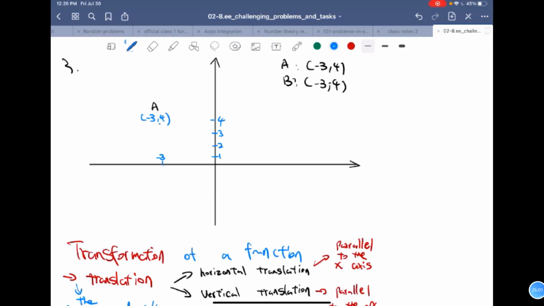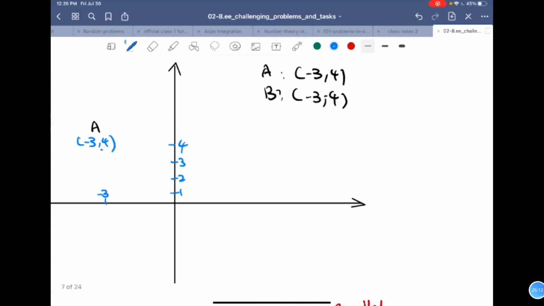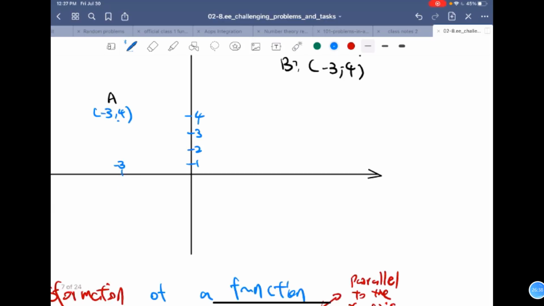Alright, so what about Matthew and Ryan? Do you guys want to try? So in terms of translation, what happened from A to B? Well, what you did was you moved it down 8. Yes, sir. So you say it's a vertical translation of -8, pretty much. Right? Nice.